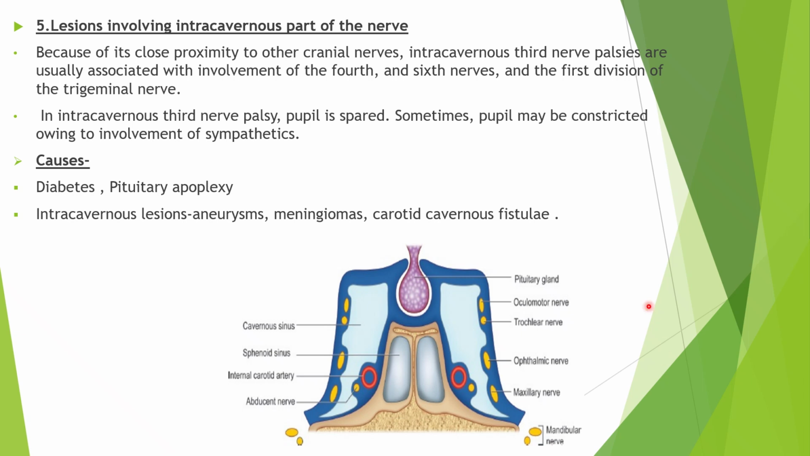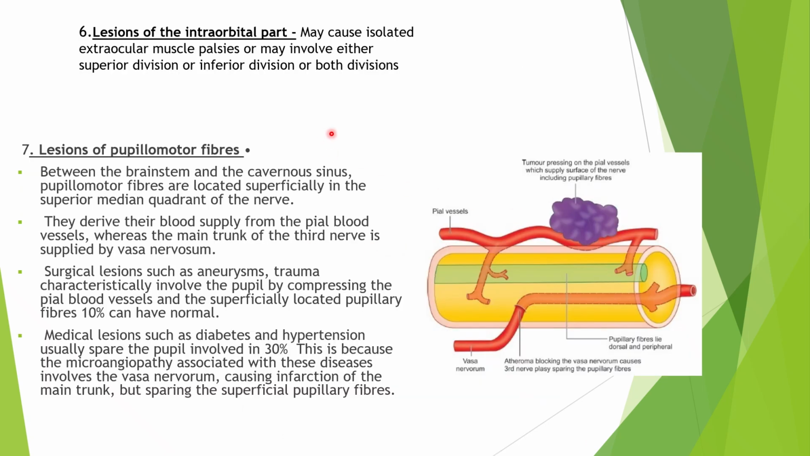Now, the lesions involving the intracavernous part of the nerve. Because of its close proximity to other cranial nerves, intracavernous third nerve palsies are usually associated with involvement of the fourth and sixth nerves and the first division of the trigeminal nerve. Pupil is spared. Sometimes the pupil may be constricted owing to the involvement of sympathetics. Causes are diabetes, pituitary apoplexy, intracavernous aneurysms, meningiomas, and carotid cavernous fistula. Now, the lesions of the intraorbital part.